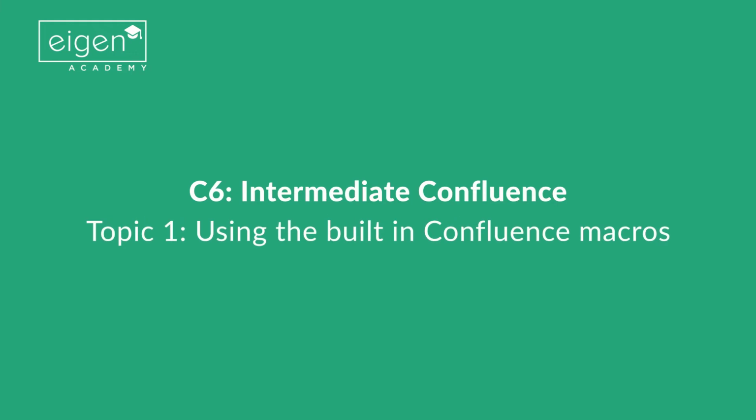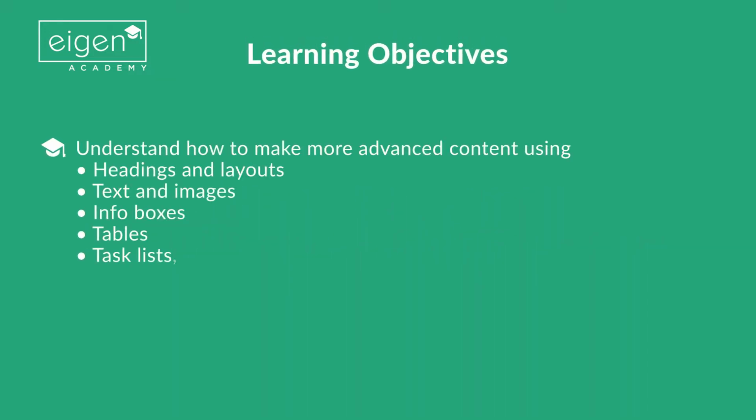Lesson C6, Intermediate Confluence. Topic 1, Using the built-in Confluence macros. The learning objectives for this topic are to understand how to make more advanced content using headings and layouts, text and images, info boxes, tables, task lists, dates, user references and statuses, and tables of contents.